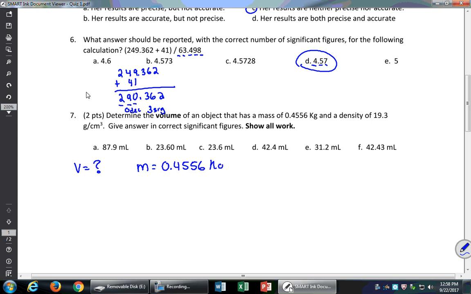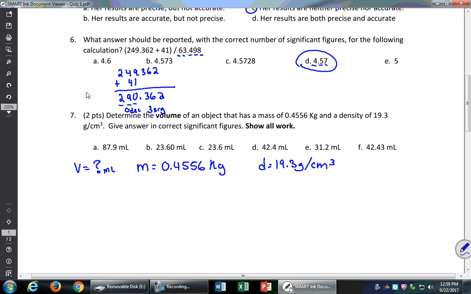And we don't really know what the object is, but we do have the density of the object. And our density is 19.3 grams per centimeter cubed. So we need a couple of relationships here. Kilograms and grams don't cancel out. And clearly our volume is going to be in milliliters. I know that because that's my answers. They're all in milliliters, so I must be converting them to milliliters.